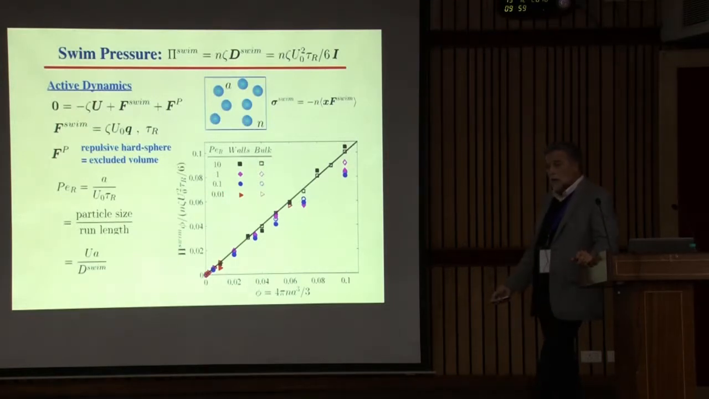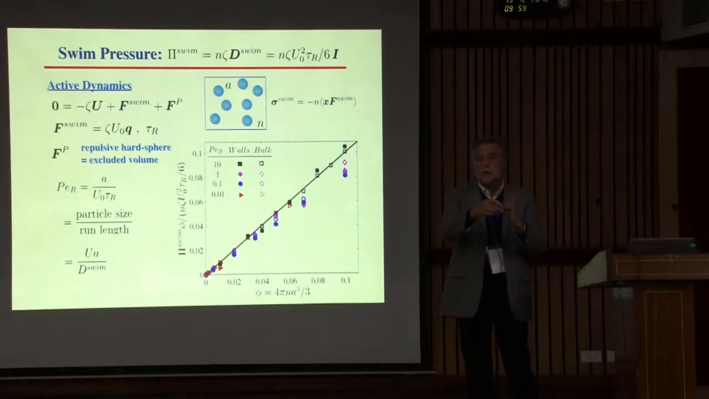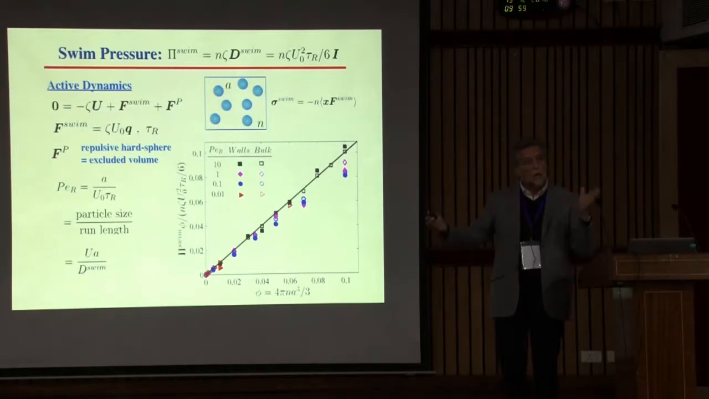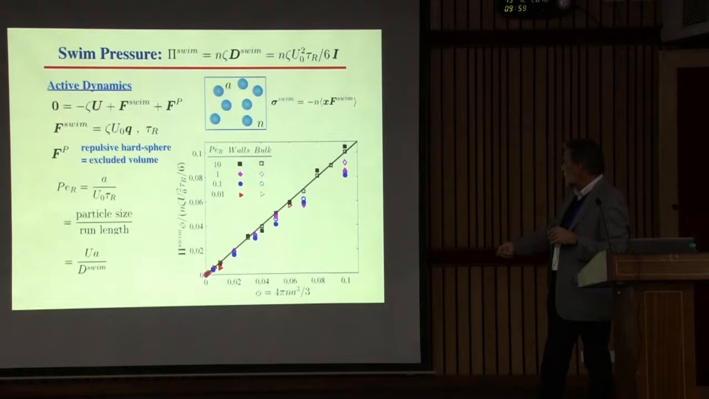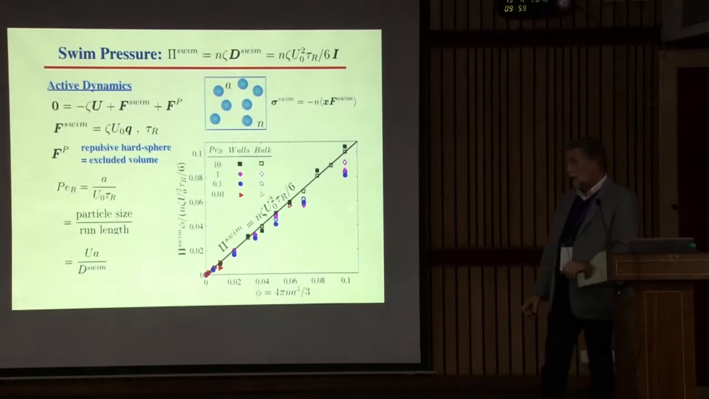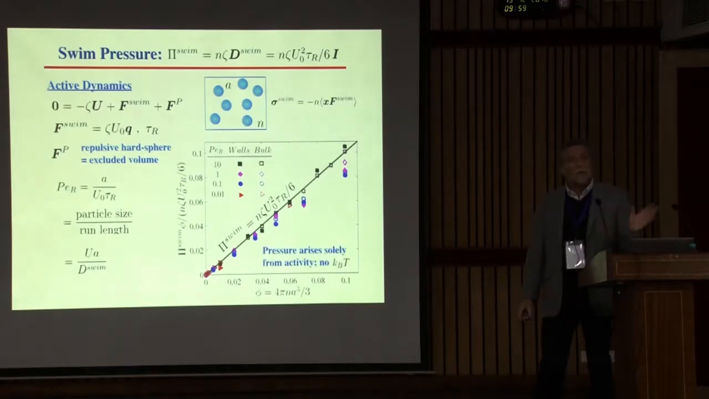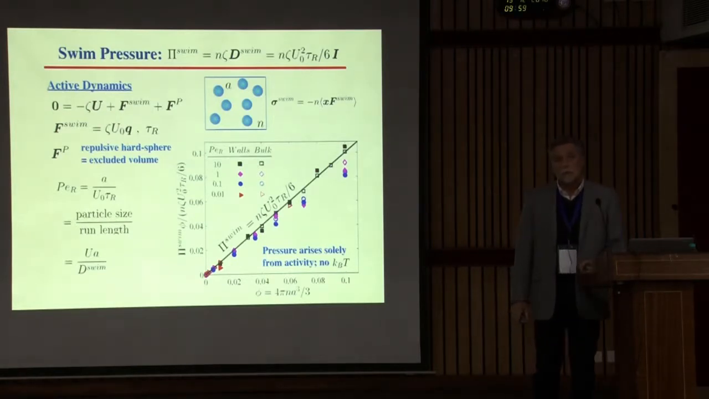We also did calculations two ways. One where we had actual physical walls and calculated the force transmitted upon collision with the wall. One where we had periodic boundary conditions and used this statistical mechanical definition of the stress. They all agree, and they all lie along the ideal gas line for the swim pressure we have. And there's no thermal energy at all. Purely active.